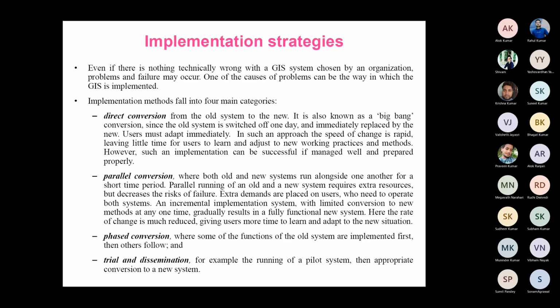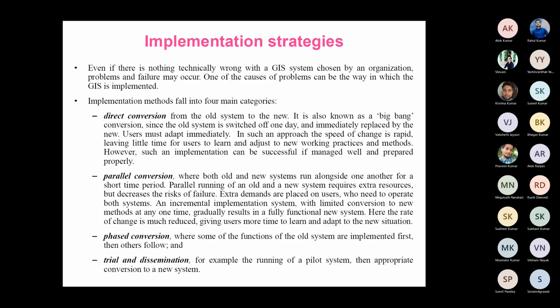The third one is the phased conversion. In phased conversion, the changes are made in a phase-wise manner. Suppose you want to implement a new system in our institute. Instead of implementing it for the whole institute, you do it one section at a time: first the academic section, then the account section, then the establishment section. So in those different sections, the system will be implemented one by one.